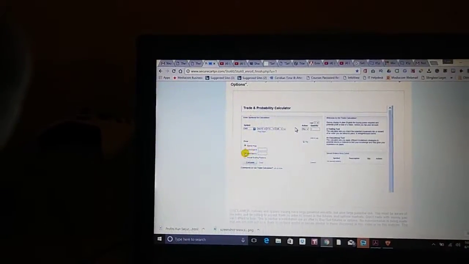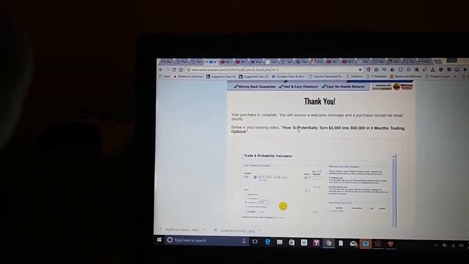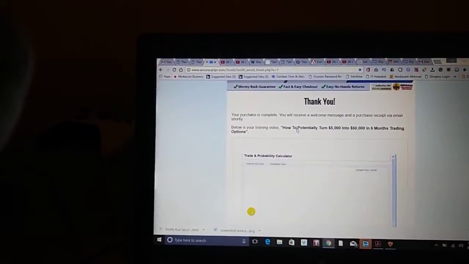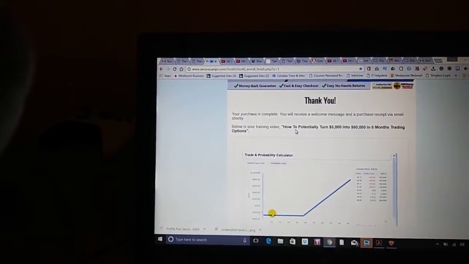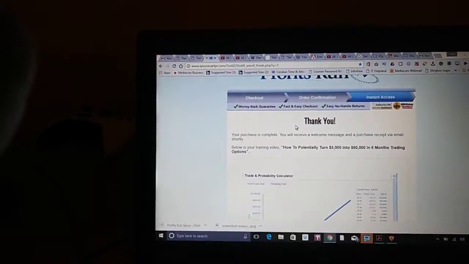Okay, so let's click on the calc button, and that brings up the trade and probability calculator for the call option. So let's buy one at $2.80, which is the midpoint. Click calculate. And that brings up the risk curve for a call option.